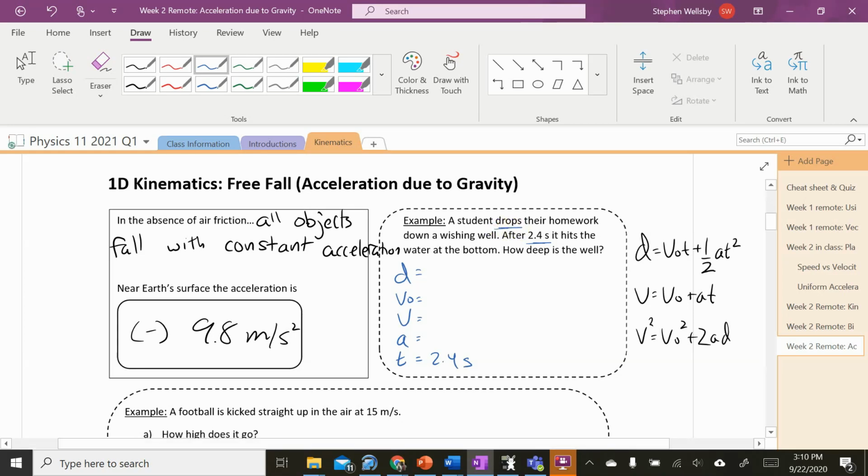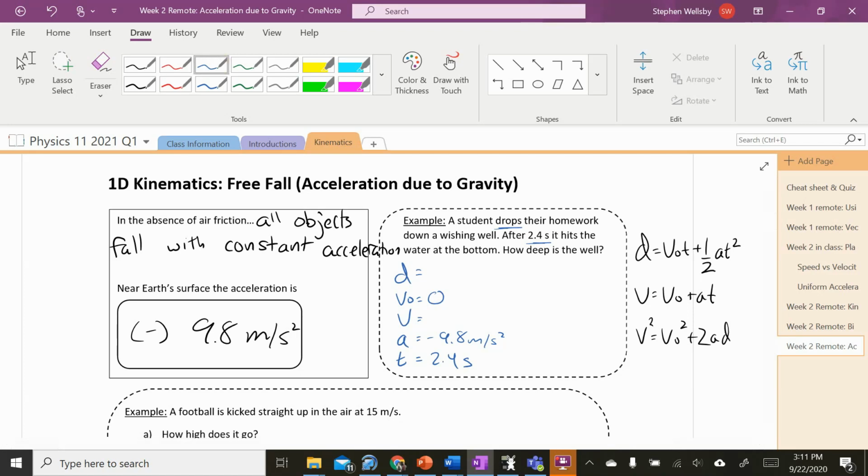So one of them is the fact that they dropped their homework. Now when you drop something, what that tells me is you're just letting it go. If you're letting it go, the initial velocity is going to be 0. So they didn't throw their homework down the wishing well, they just dropped it. So the initial velocity is going to be 0. And even though they don't say it, we do know the acceleration, which is going to be 9.8 meters per second squared. Or if we really want to be careful and get into good habits, I would call it negative 9.8 meters per second squared because it is falling downwards.